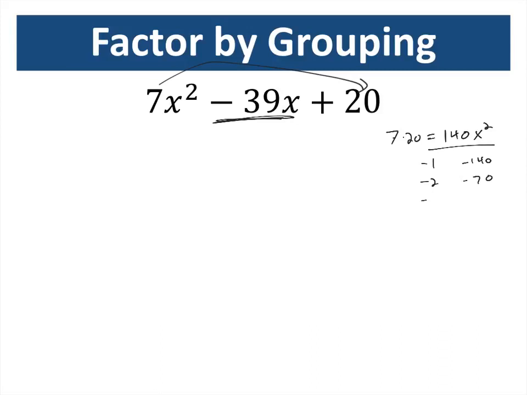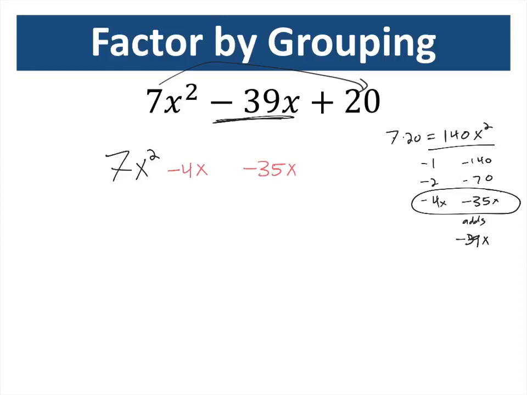Does negative 3 work? 140 does not divide by 3. Does it divide by 4? Negative 4 and negative 35. There it is, right there. There's the stuff that adds up. This adds to negative 39x. So I'm going to rewrite this, 7x squared, and then instead of negative 39x, I'm going to rewrite negative 4x and then minus 35x. And then the plus 20 is exactly the same. Remember that those two things add up to the negative 39. I'm just breaking it down in a slightly different way.